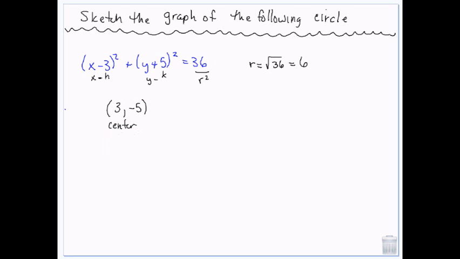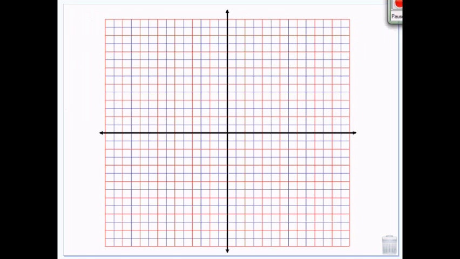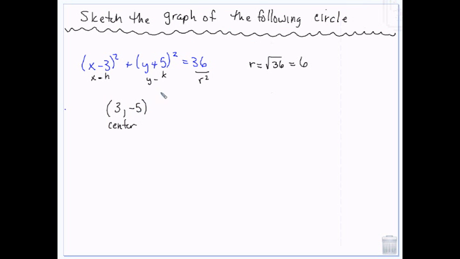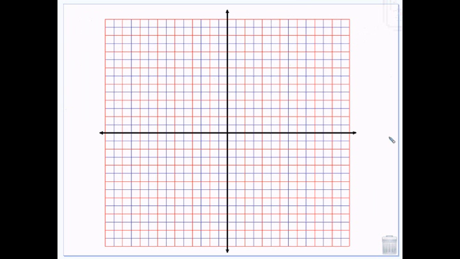All right. I'm going to pause so I can put some. Here's what we do. We have our center, we have our radius. Center, 3, negative 5. So 1, 2, 3, 1, 2, 3, 4, 5. Our radius is 6, so we go 6 away. 1, 2, 3, 4, 5, 6. And then you're just kind of sketching a circle.